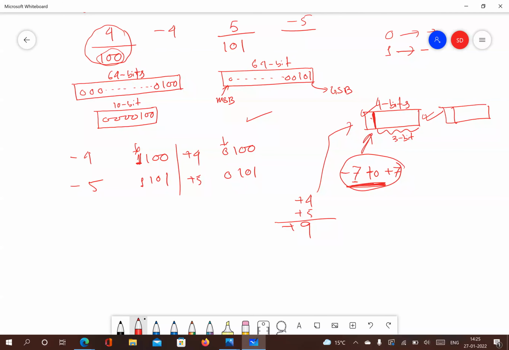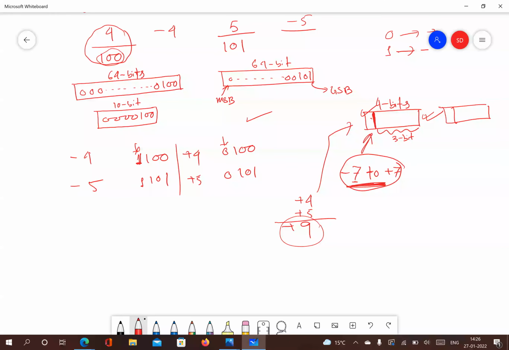Okay, now after adding, your result is 9. Can you store the result 9 with these 4 bits? It's not possible, because if your hardware component is only of 4 bits, then using these 4 bits you cannot represent 9, because if you want to represent 9 you need more bits. So that is called an overflow. How to handle overflow, we also discussed this. At this moment you just try to understand what is called overflow.